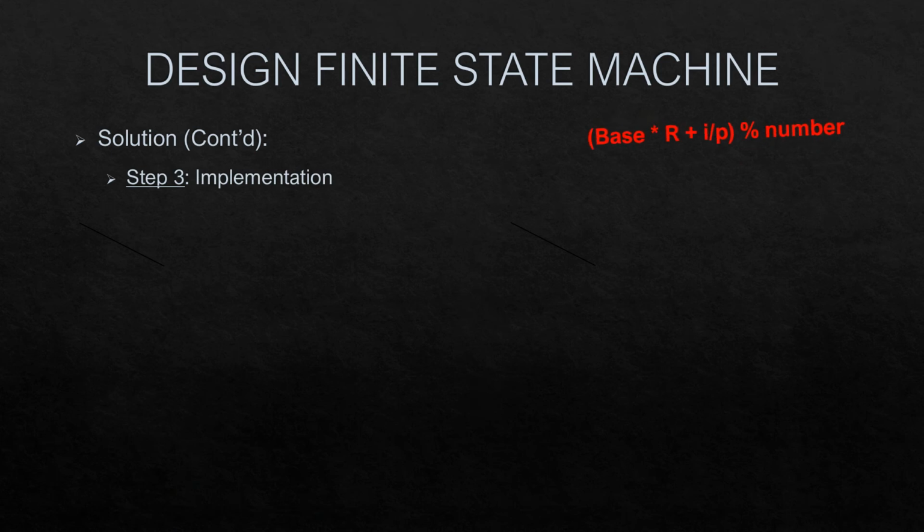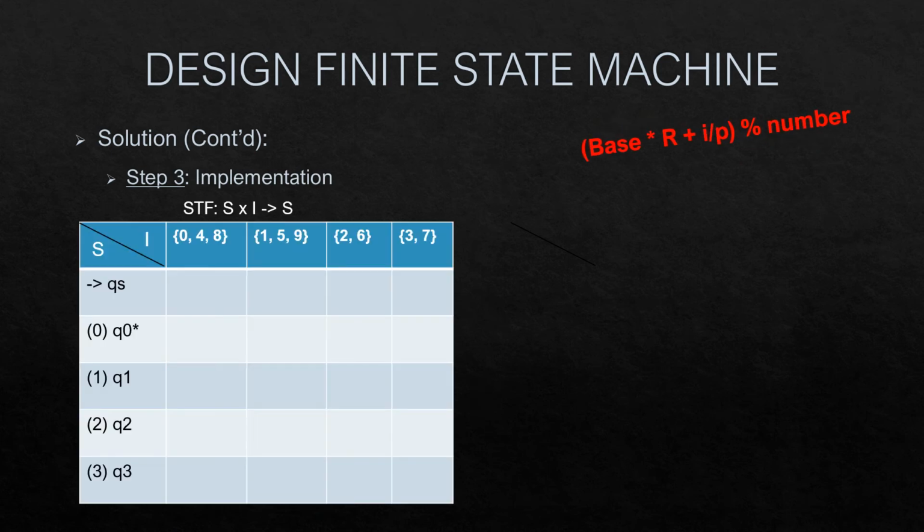So let's continue with the solution with step number 3, that is implementation. In implementation, we are going to design STF and MAF just like our previous solution. So in STF, we have S cross I, where S are the states, that is QS to Q3, and I are the numerical decimal numbers ranging from 0 to 9. Again, as you can observe, we have created set of numbers from 0 to 9, which will give us the remainders as 0, 1, 2 and 3 respectively.